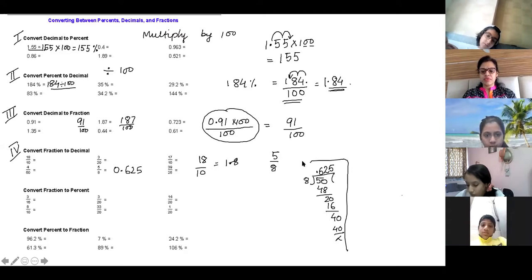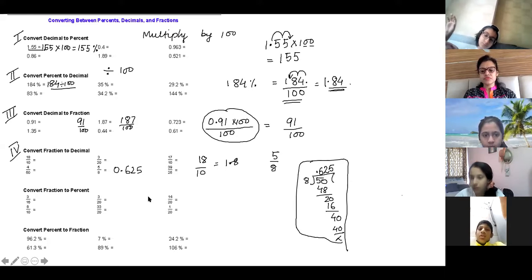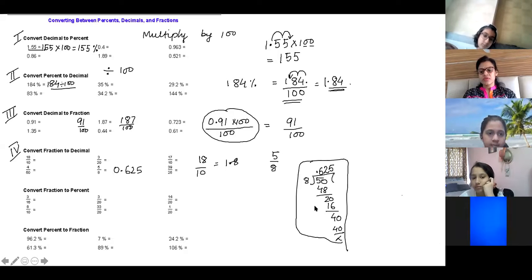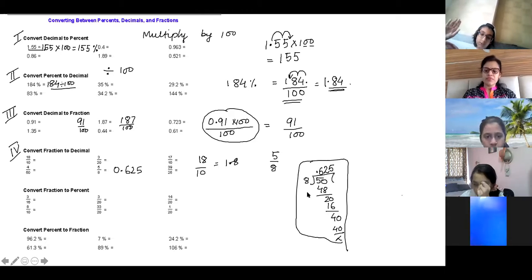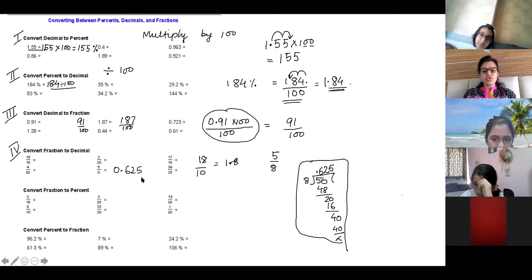Ma'am, you did not write 1 over here. Where? 2 minus 1 is 1. Where is 2 minus 1? It is 20 minus 16. Borrow will go, Ibrahim. You always forget. From here the borrow will go. So 10 minus 6 is 4. I'm not cutting over here. 20 minus 16 directly I have written 4. So this is 0.625.